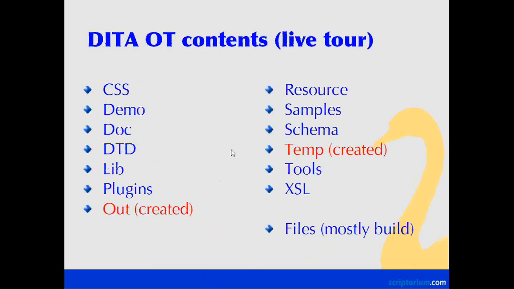Now, there are two other folders that will eventually exist in your Open Toolkit folder after you run the Open Toolkit once. The first is the output folder, or out folder, which is the nominal place where your output is put. The other is a temp folder. When the DITA Open Toolkit works, the temp folder holds a number of intermediate files.